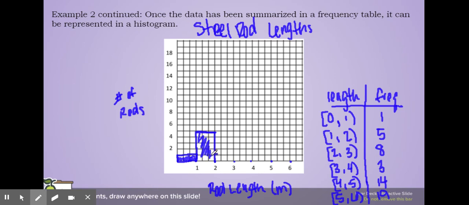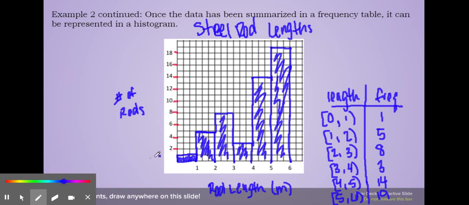And again, just shading them in real quick just so that we know that there is something there. Sometimes, especially when it's pencil and paper, it's hard to tell. So I'm just going to continue to do that for the other 4 intervals that I have. All right, so finishing out my histogram, I had 8 rods between 2 and 3, 3 rods between 3 and 4, 14 rods between 4 and 5, and 19 rods between 5 and 6.